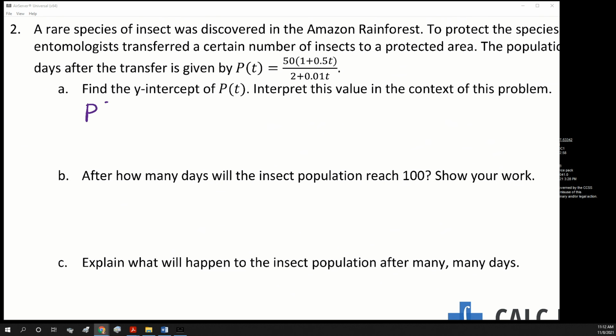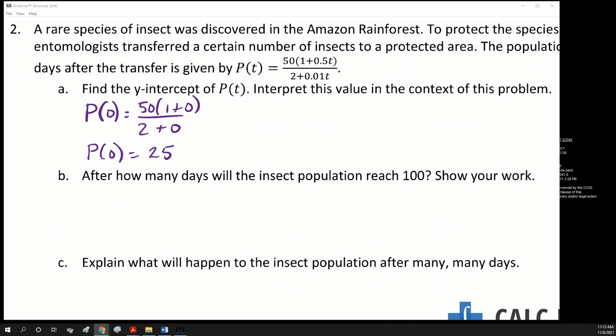So what we'll do for the Y-intercept, just like all the others, we're going to put 0 in for T. All right, so we end up with 50 over 2, or 25. So what is this 25? Our two things it could be is some kind of time or some kind of population of insects. Which is it? Population of insects when? At the beginning. Very good.